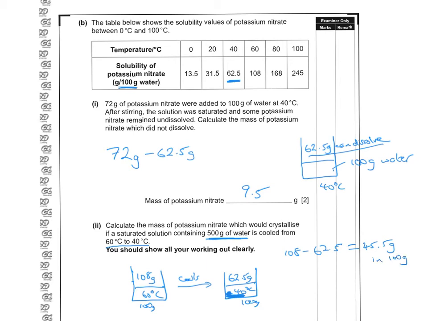From the question, we want to know, well, if we had 500 grams and it was cooled from 60 degrees C to 40 degrees C, what mass would remain undissolved? Well, to go from 100 to 500, we're just multiplying it by 5. Therefore, we would multiply this by 5. And that will give an answer of 227.5 grams.